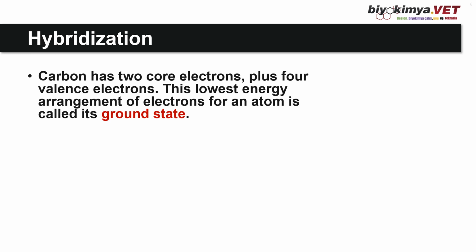Carbon has two core electrons plus four valence electrons. This lowest energy arrangement of electrons for an atom is called its ground state. To fill atomic orbitals in the most stable arrangement, electrons are placed in the orbitals of lowest energy. For carbon, this places 2 in the 2s orbital and 1 each in two 2p orbitals. Here is the electron configuration of carbon: 1s2, 2s2, and 2p2.